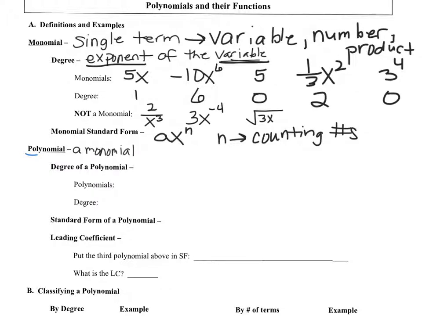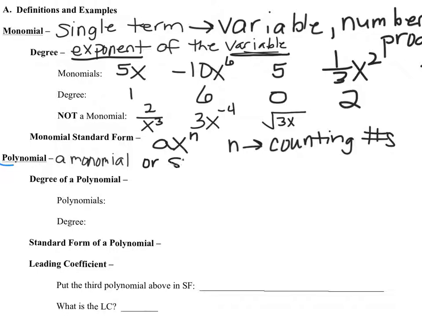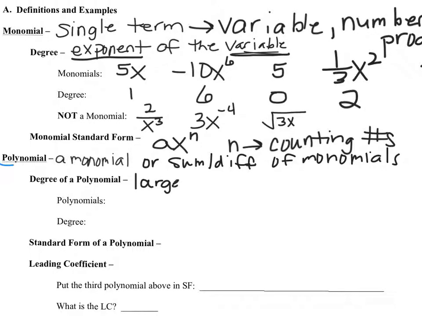Okay. All right. Now, a polynomial is a monomial or the sum or difference of monomials. Okay, so difference of monomials. So you can get something with a whole bunch of terms in it, and we're going to talk about what those look like. So monomials are all polynomials, but then you can have one that has a whole bunch of terms all added together. Now, the degree of the polynomial is going to be the largest degree of the monomials. Okay, you're not going to add them up.